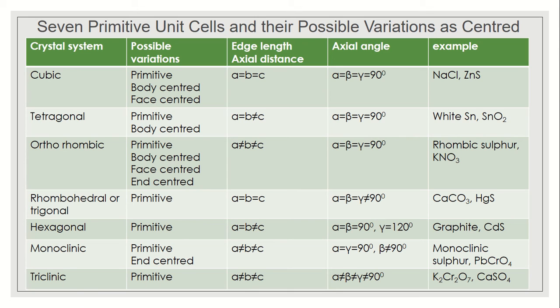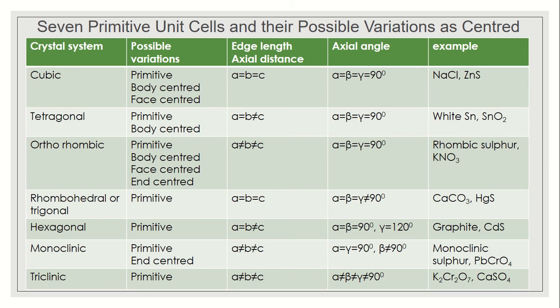Next, tetragonal, where A is equal to B but it is not equal to C. Alpha is equal to beta is equal to gamma is equal to 90 degrees. The examples are white tin and tin dioxide. Orthorhombic: here A, B, C are not equal to each other. Alpha, beta and gamma are equal to 90 degrees. Example, rhombic sulfur or potassium nitrate.